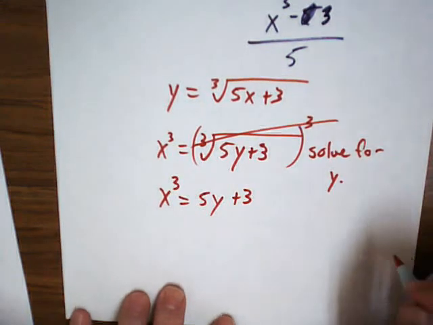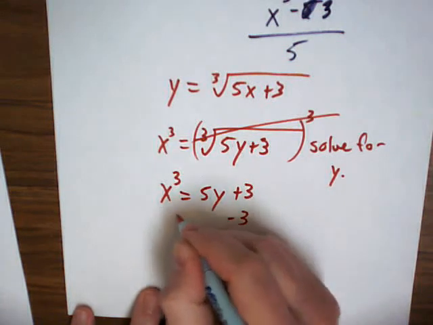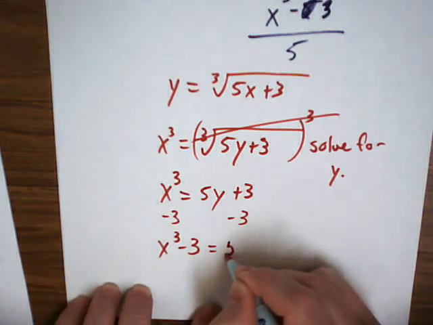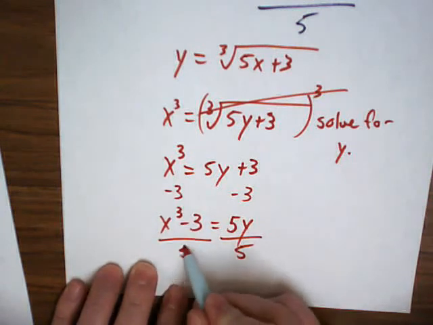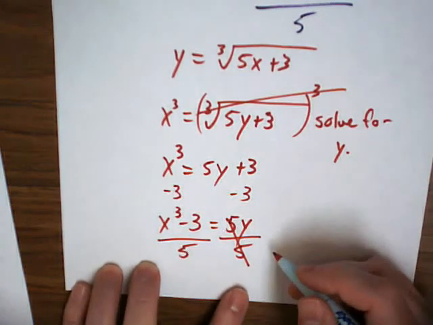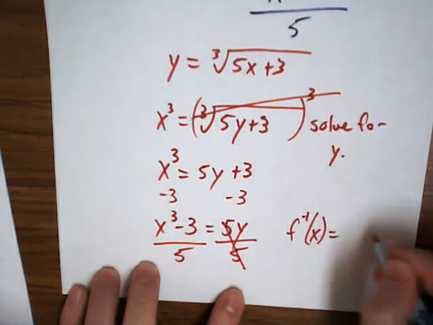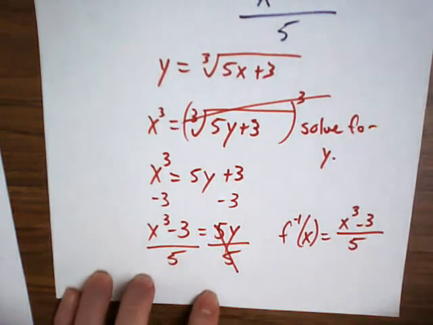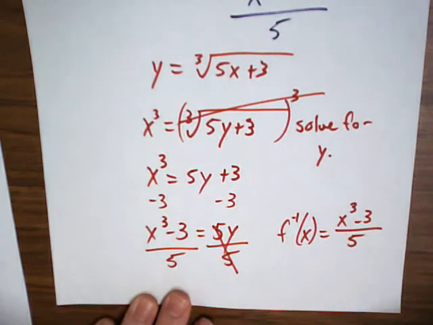Then what would you do to solve for y? You're going to make x to the third minus 3. You have to subtract 3, right? And then to get rid of the 5, you divide. And instead of writing a y there, we're going to write f inverse of x, and write that down right there. I go completely reverse. Does that make sense?